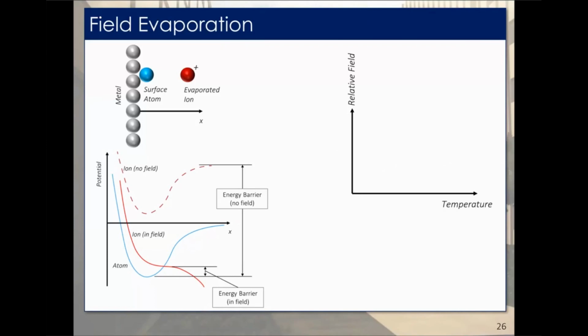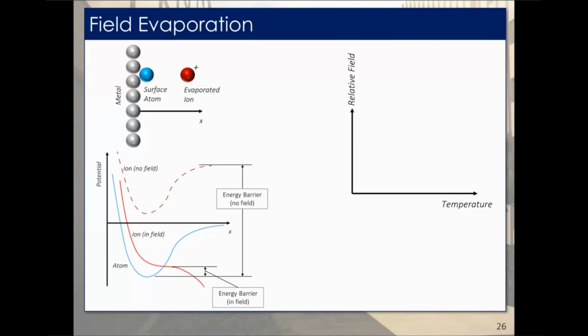And we see from the dashed curve at the top, the potential energy of an ion is going to be much higher. And so the energy barrier to actually form an ion spontaneously is so high, it's basically never going to happen. But as we bring in the presence of the electric field, the potential energy curve for that ion will drop down until eventually it approaches the potential energy curve of the material, and we end up with a very low energy barrier for evaporation.